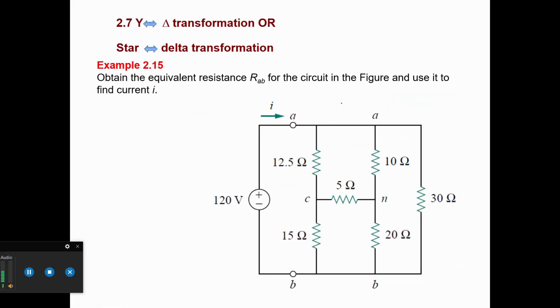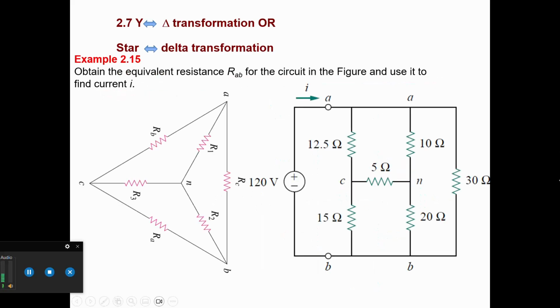So let's say we have this problem: obtain the equivalent resistance RAB for the circuit and use it to find the current I. This circuit basically has Y networks. If you see from this side, Y networks, and it also has a delta network because these resistances are connected in a particular order, so you can solve any particular circuit.